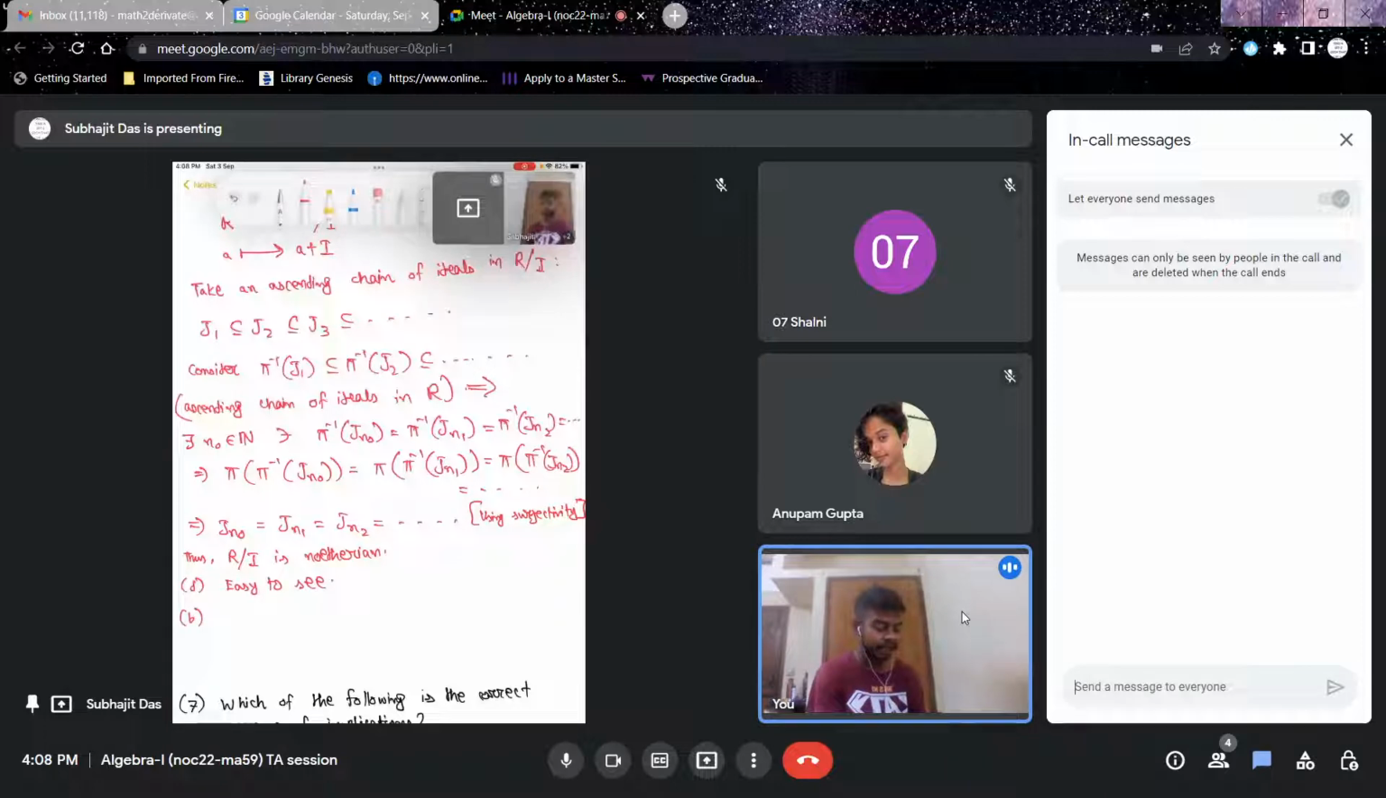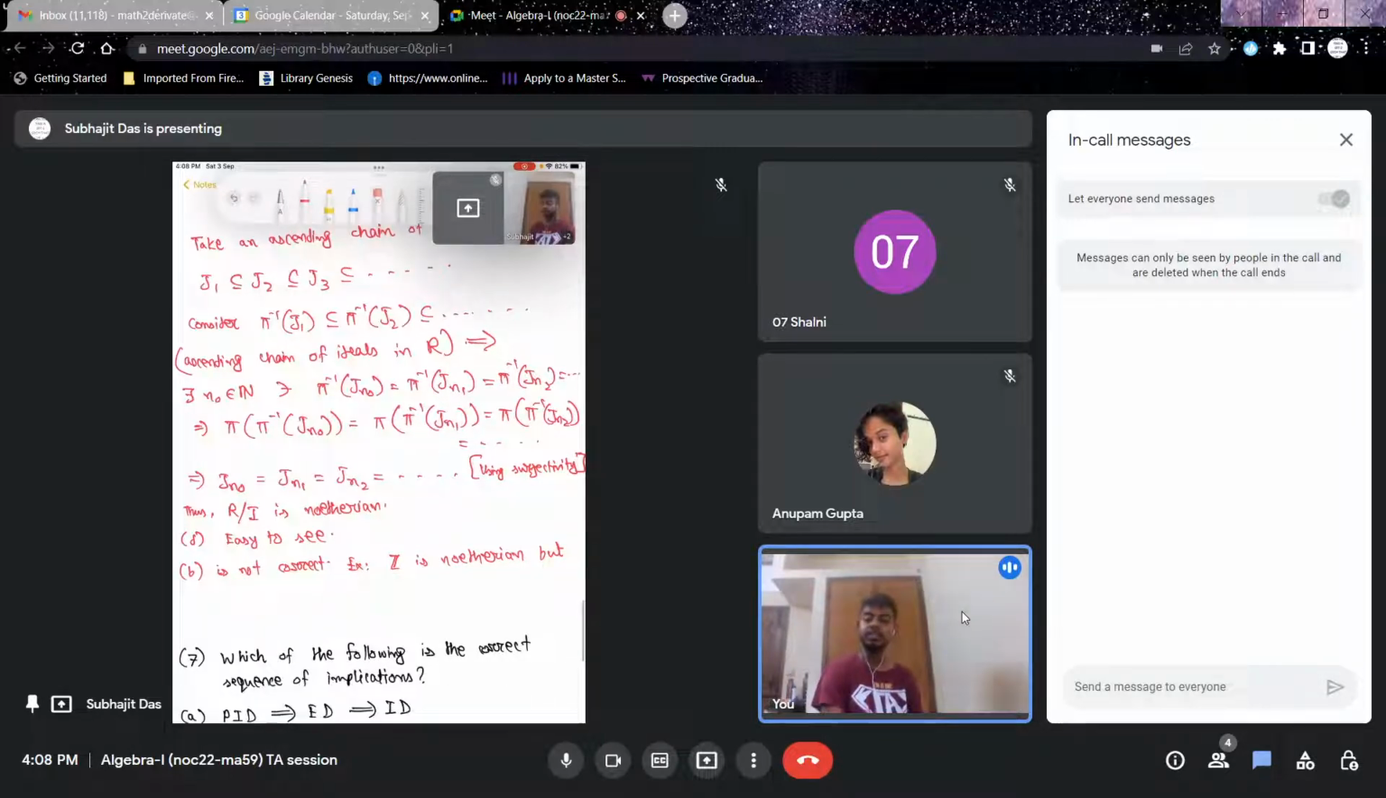So can you give me an example in Z? So B is not correct. As a counter example, consider Z is Noetherian, but can you give me an example of a descending chain which doesn't become stationary?